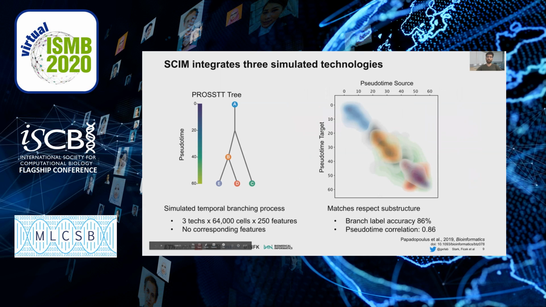Next, we investigate the quality of cell matches identified by SCIM. Here, a density plot shows the alignment of pseudotime information across matched cells between the source and a target technology. Correctly matched branches are colored with their branch color, and matches with conflicting branch labels are shown in gray. It can be seen that most branch mismatches occur at the branching points in the tree. Here, the labels are ambiguous since the underlying temporal process is continuous.